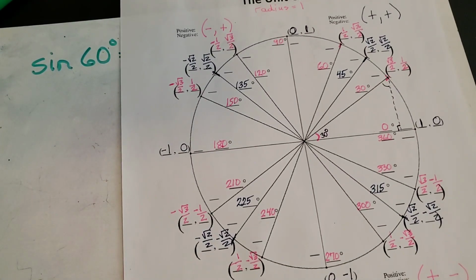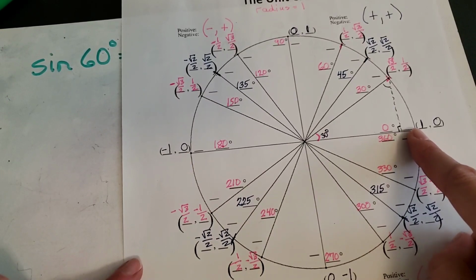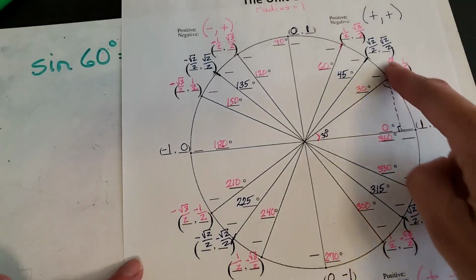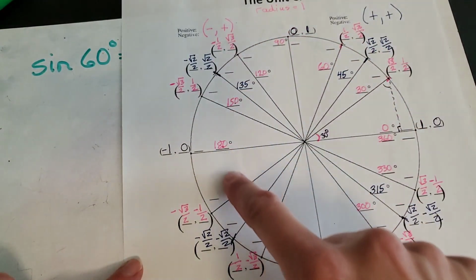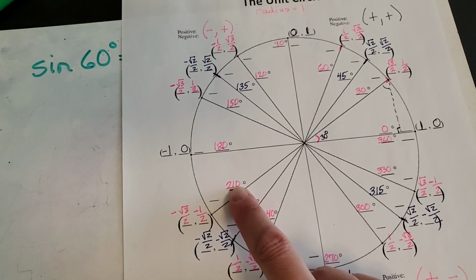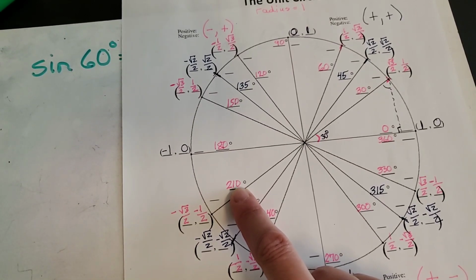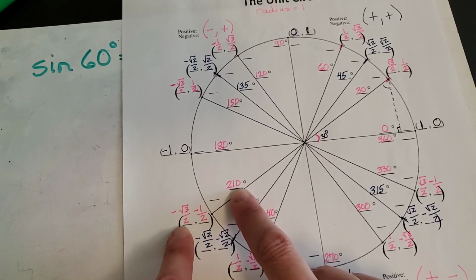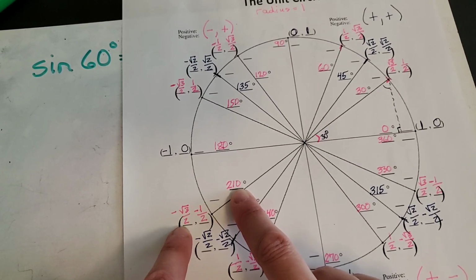So let's give it a try. Can you tell me what the cosine of 210 degrees is? Well, take your finger and your unit circle and find 210 degrees. Oh, 210 degrees. And I asked for the cosine of 210 degrees. Well, cosine's x. What's the x coordinate? Negative root 3 over 2. That is the cosine of 210 degrees.